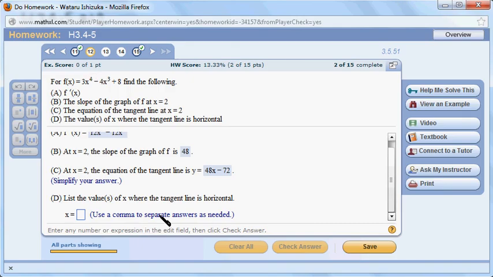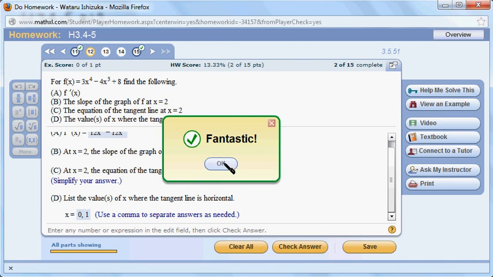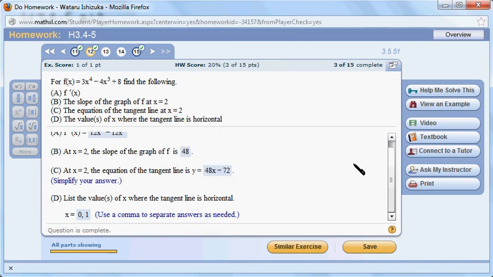Let's type that in. x is 0, comma 1. Let's check that. All right, that's it. I hope that this was clear.